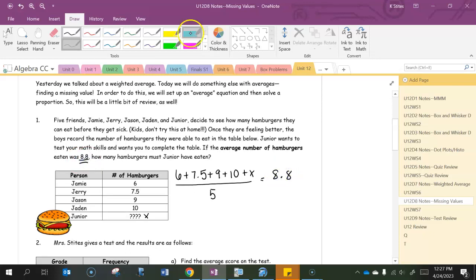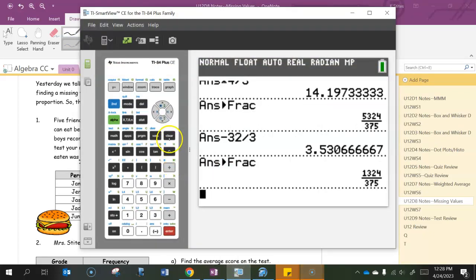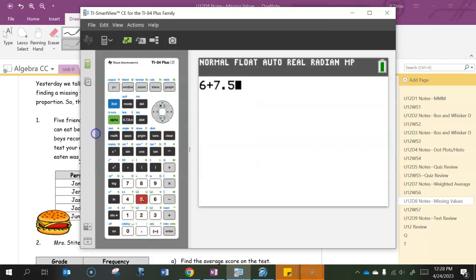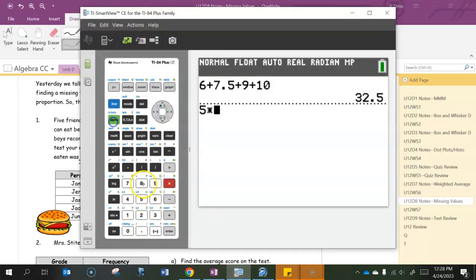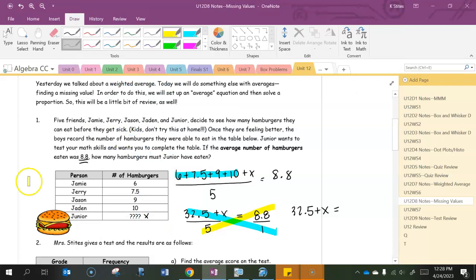All right, so the next thing you're going to want to do is add up all these numbers on top. So it's 6 plus 7.5 plus 9 plus 10. And that's a 32.5 plus the X divided by 5 is equal to 8.8. And you can go ahead and put this over 1, and now we can just cross multiply. Okay, but when you are multiplying to a 1, well, that doesn't do anything. So it's just 32.5 plus X equals, and we'll cross this way, 5 times 8.8. And that's 44.